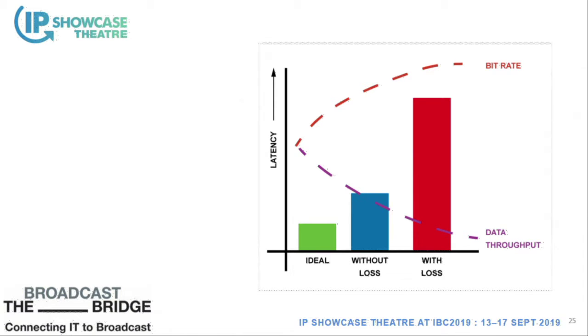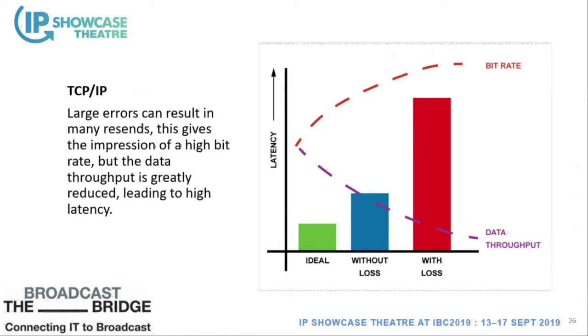And not only that, because your bit rate has massively increased, you're also stopping all the other services within the system being able to send data. So with TCP, large errors can result in many resends, and this gives the impression of a high data rate, but the data throughput is really greatly reduced.